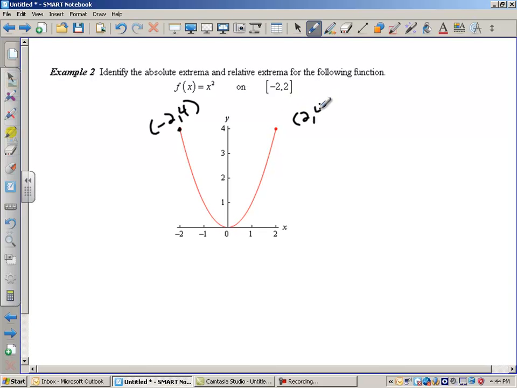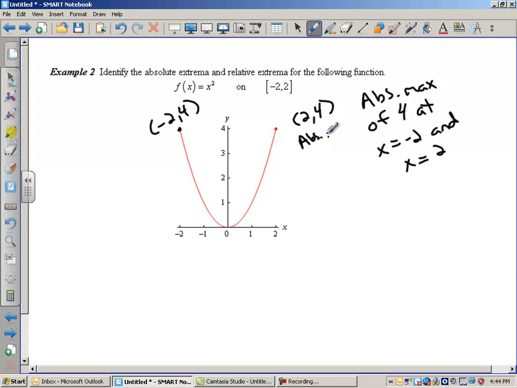And those y values are exactly the same. And so a function can have 2 points that have the exact same absolute maximum. So I would say this graph has an absolute maximum of 4. That's the biggest value, and it happens at 2 places: x equals -2 and x equals 2. So you could say that both (2, 4) and (-2, 4) are absolute maximums, but you would probably say that the maximum is 4. It just happens at 2 different places.